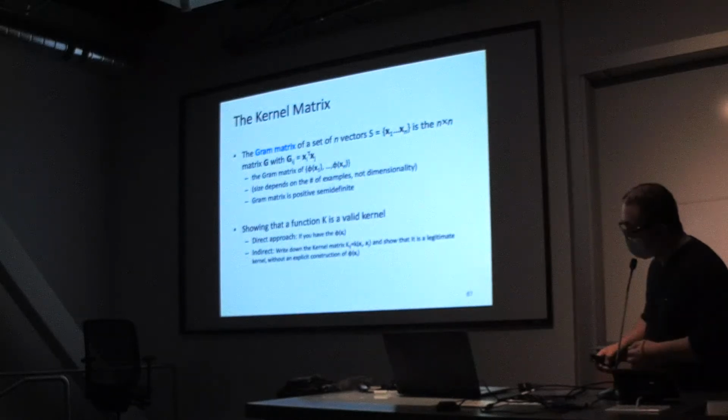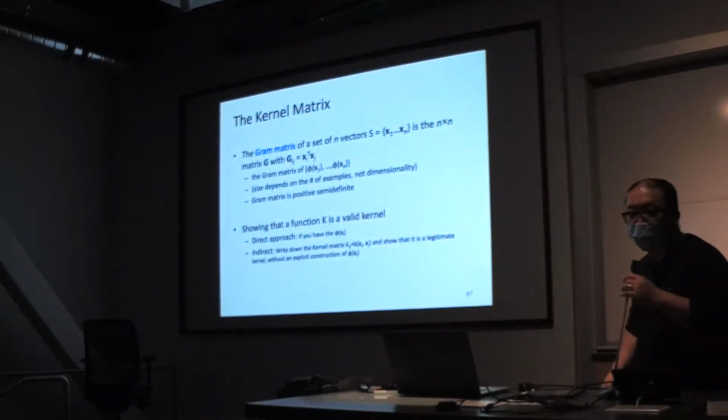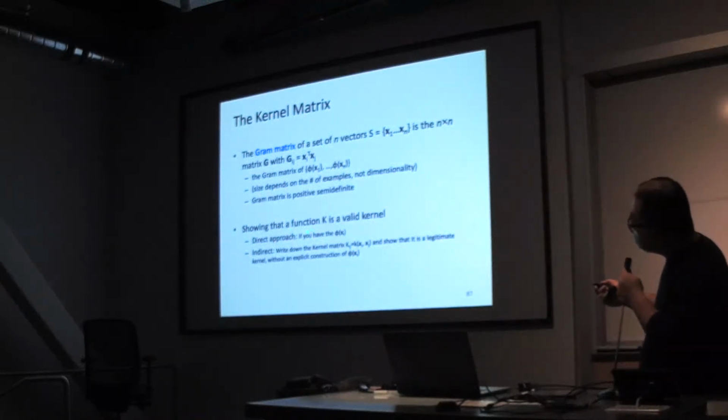Now, with the Gram matrix, how do we show an arbitrary function k of two arguments is a valid kernel? The direct approach is that you find a corresponding feature mapping phi where the function value is just a dot product after performing phi. This is the direct approach.